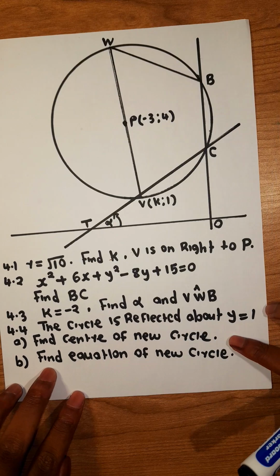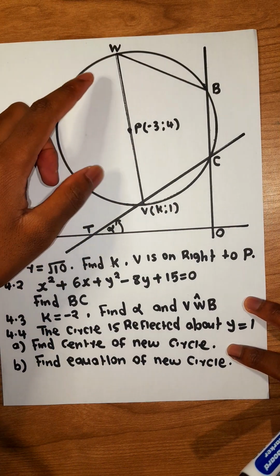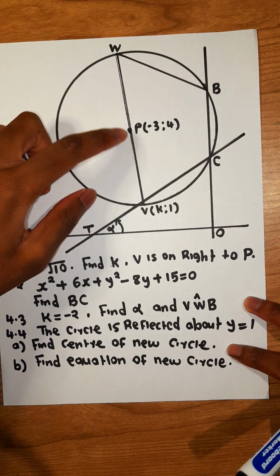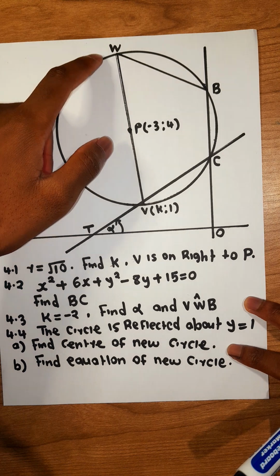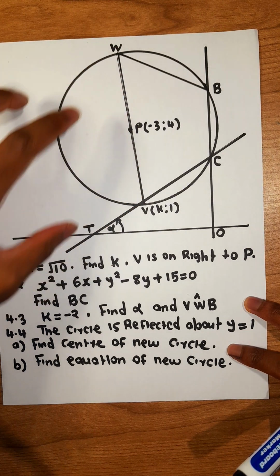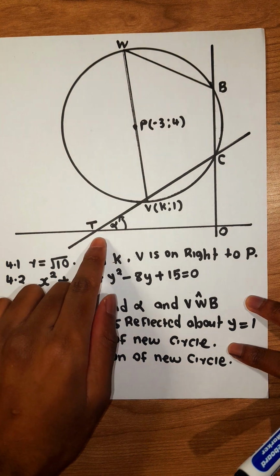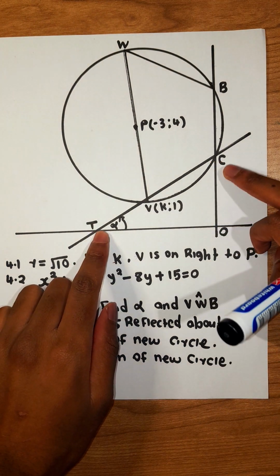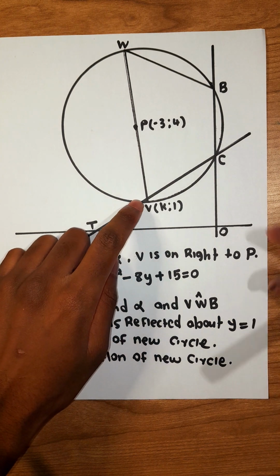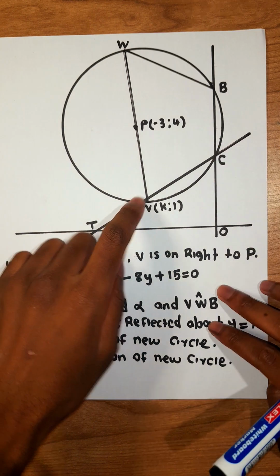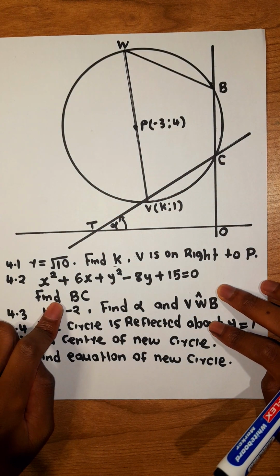Okay, so we have this circle, right? It has the diameter VW, and P is the center of the circle, and the vertices W, V, C, and B are on the circumference of the circle, as well as this line TC. TC is not a tangent because it is touching the circle at exactly 2 points. If it was touching the circle at 1 point, it would have become a tangent.